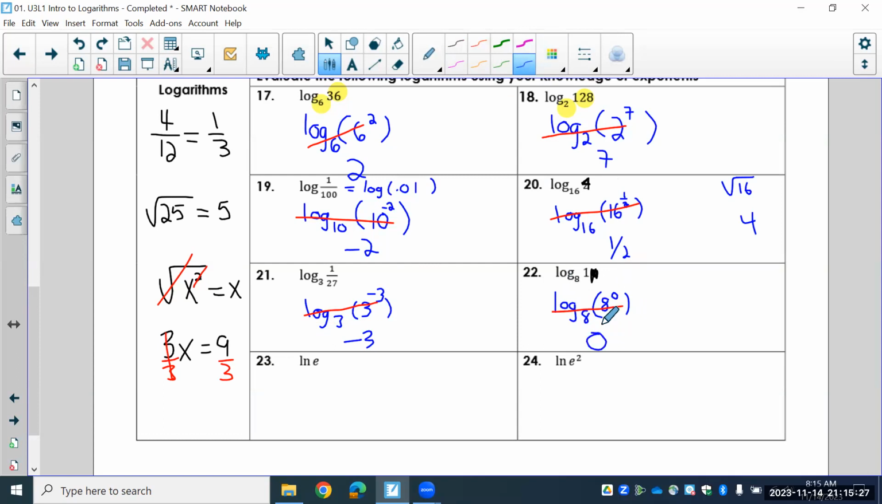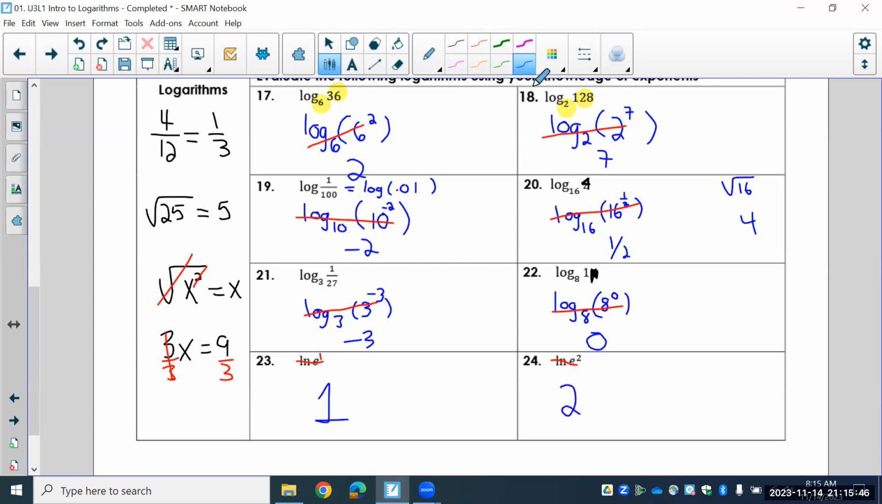The last two are a little easier because they're log base e. And so the answer for these problems is actually the exponent. There is a little 1 right there. And ln and e cancel. So this would come out to 1. And then same thing here. Ln and e cancel. That would come out to 2.